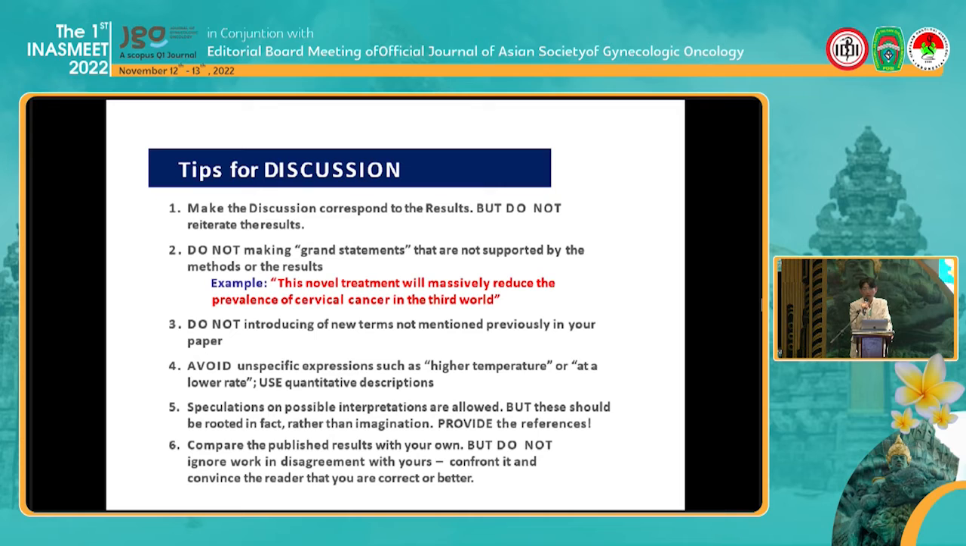Avoid unspecific expressions such as higher temperature or lower rate. Please provide quantitative descriptions. Speculations on possible interpretations are allowed, but these should be rooted in fact or the relevant reference. Please provide the relevant reference. And compare the published results with your own, but do not ignore work in disagreement with yours. If there is disagreement with yours, confront it and persuade the readers with relevant logic.